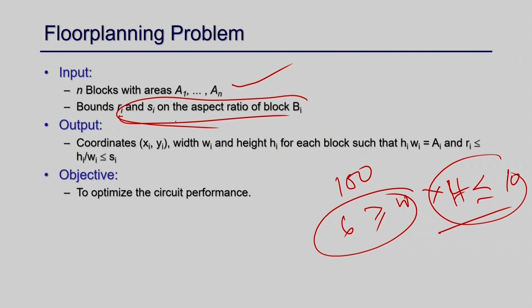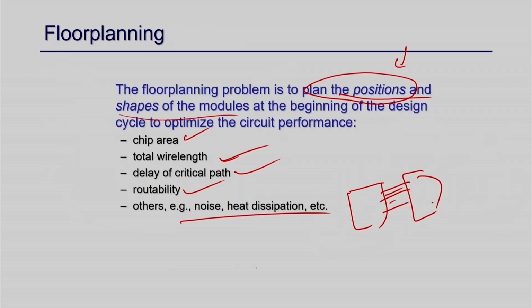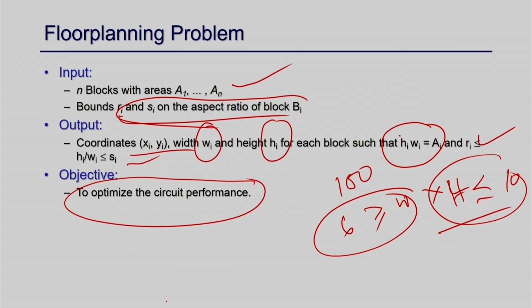And then what is the output? You try to find out the location of each particular block, and you also find the width and height of each block, such that the total area is minimum, and the height and width satisfy the aspect ratio constraint given to you, and your objective is to optimize the circuit performance. The performance may be one of them, right.